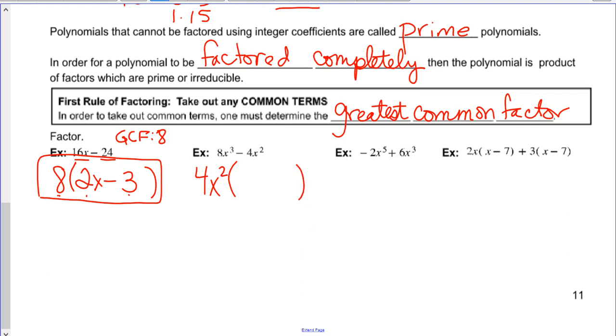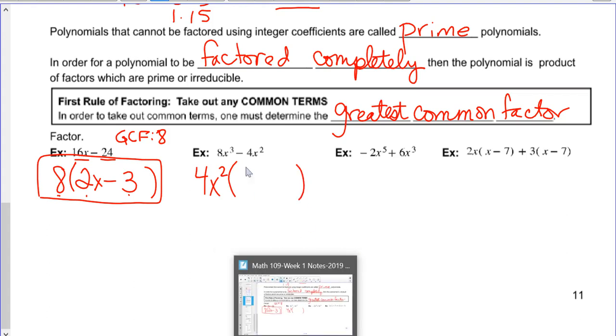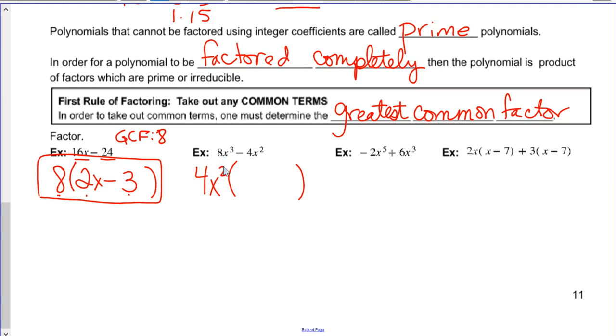And now I have to determine what's left over. So what do I multiply 4 by to get an 8? Well, it is a 2. I have 2 x's here. I need 3 x's, so that means I need one more inside. So if I multiply this times this, I do get my 8x cubed.